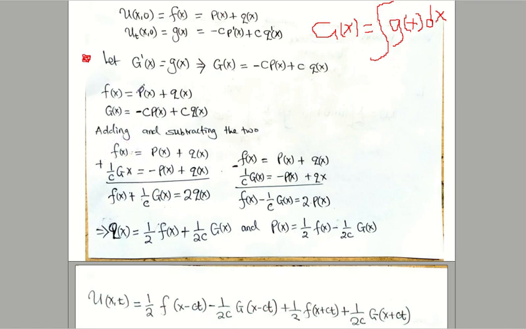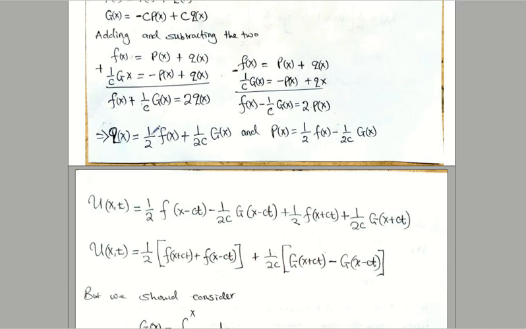Okay, so if you add the two equations, we get f(x) plus 1 over c G(x) equal to 2q(x), and if we subtract, we get f(x) minus 1 over c G(x) equal to 2p(x), since the minus becomes a plus, so we get 2p(x). Now if we divide both sides by 2, we have q(x) equal to a half f(x) plus 1 over 2c G(x), and p(x) equal to a half f(x) minus 1 over 2c G(x).